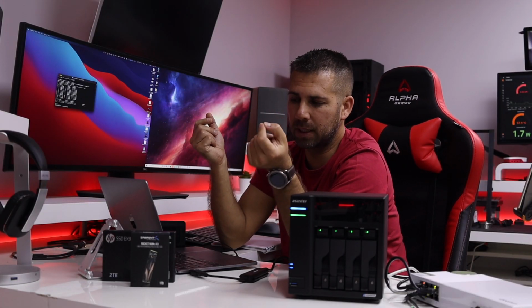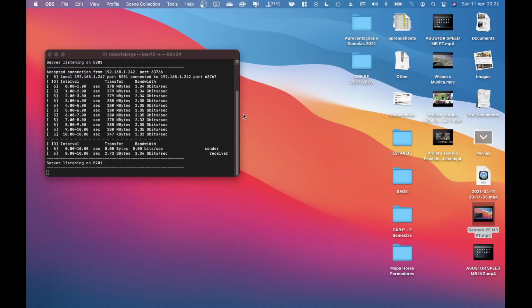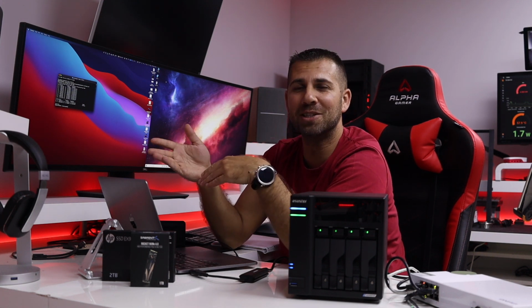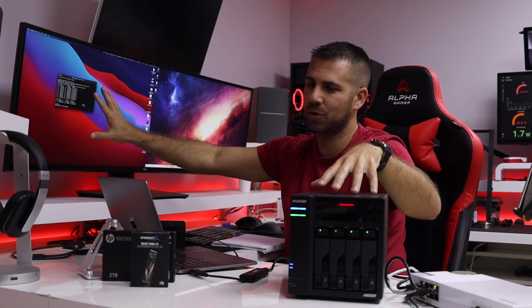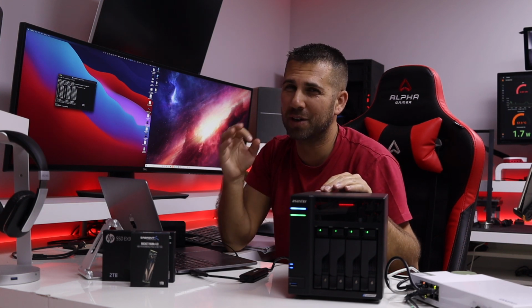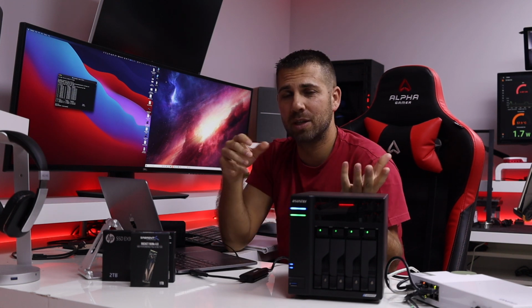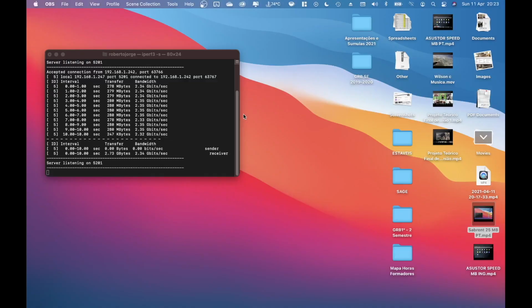Nonetheless, this means 234 megabytes per second. And the truth is that we have tested real-life situations transferring files from this computer to the NAS with this adapter, and we would reach 250, 260 megabytes per second, both on reads and on writes. So here we have a result of 2.32, 2.35, which is not exactly on par with the truth.